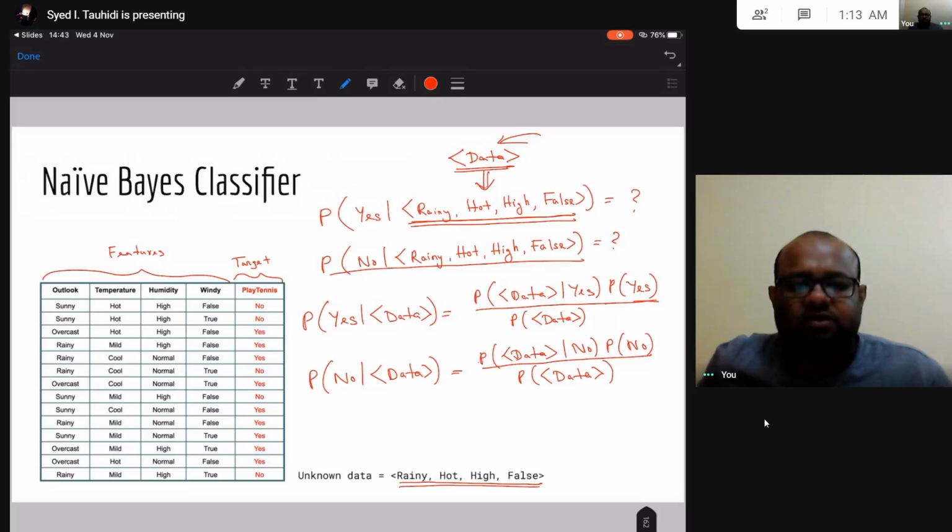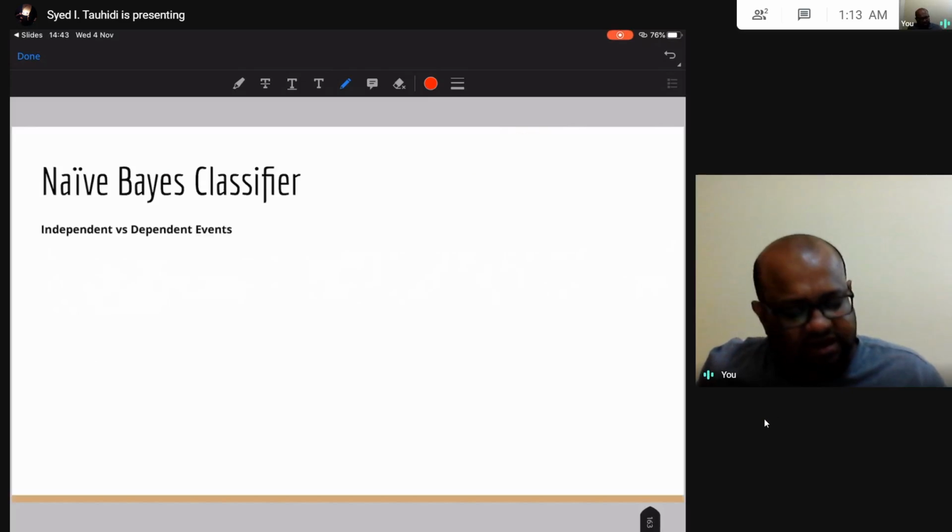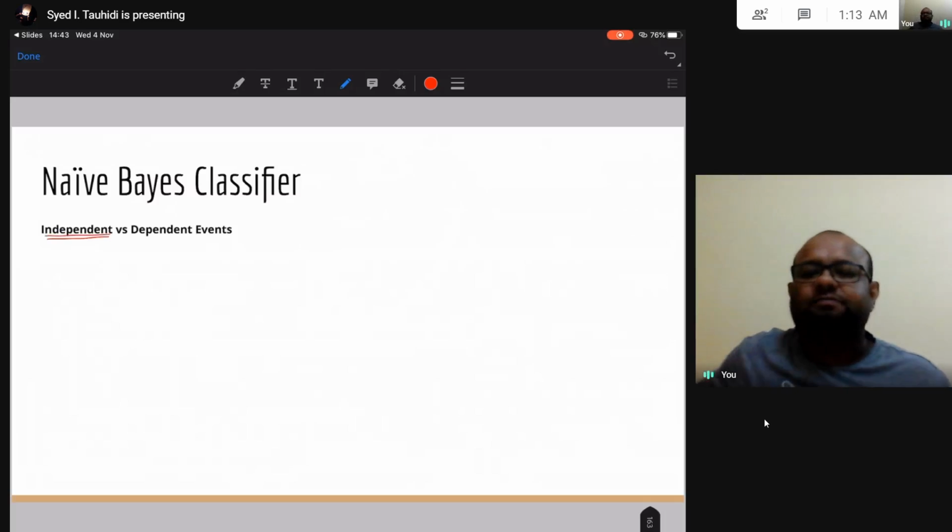Okay, so we have to do all this calculation. Before doing this calculation, there is a small thing that I want to talk about. This is the difference between independent and dependent events. So our features are independent, right? So what does that mean?